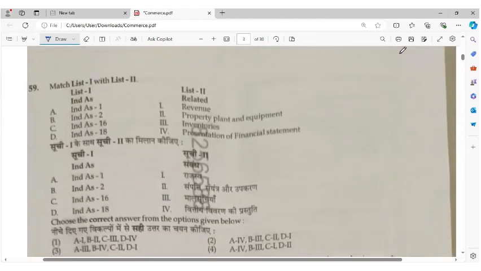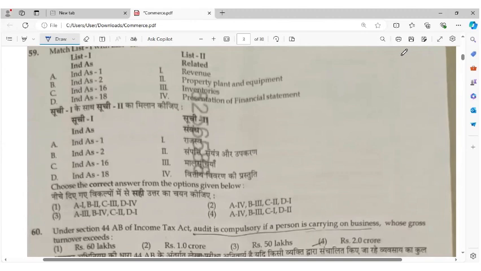Now the next question is again a matching, and we have already discussed this in our lectures. This is an important topic, the accounting standards, and we have already discussed the short tricks on how to remember this. Okay, so the list is given, list 1 and list 2, Indian accounting standard is given, and which is related to the statement.